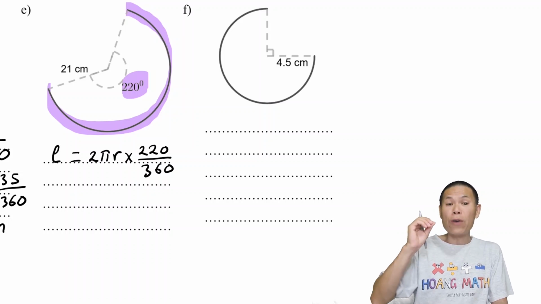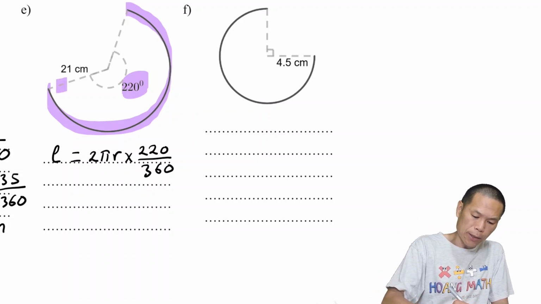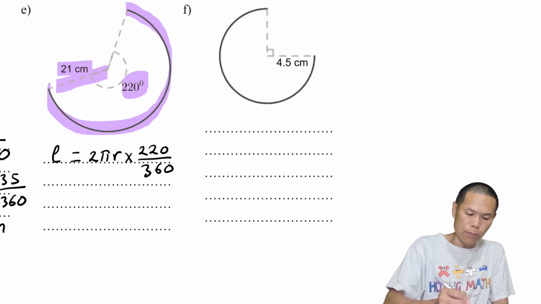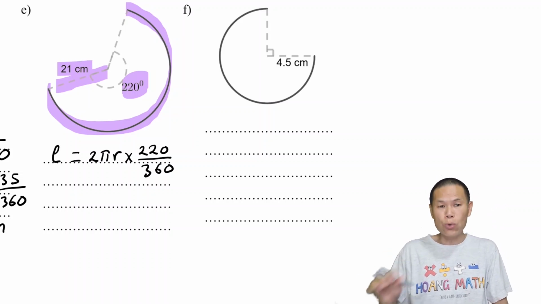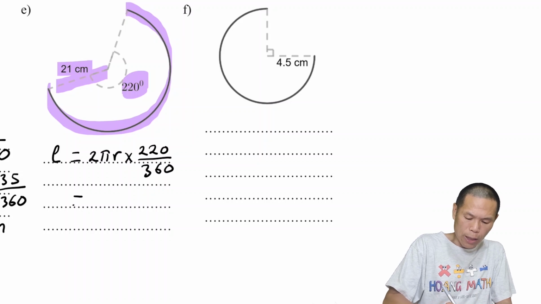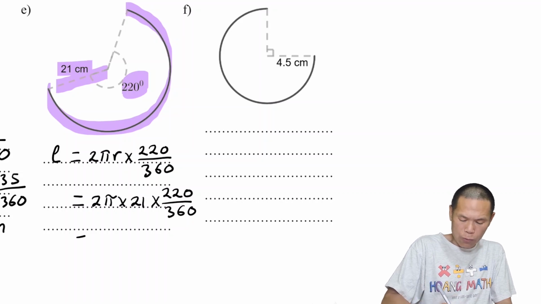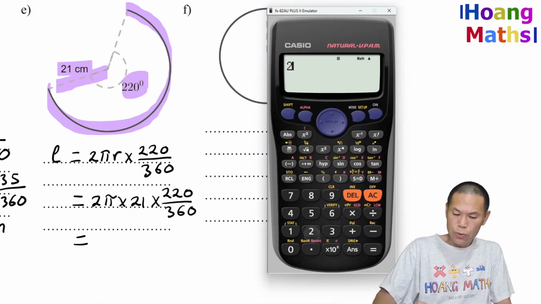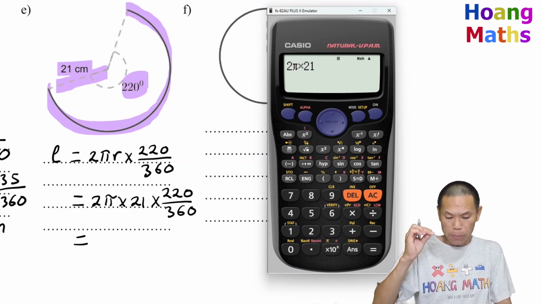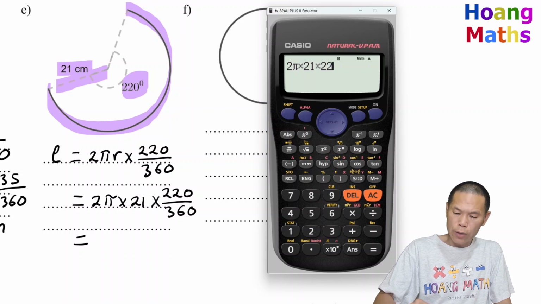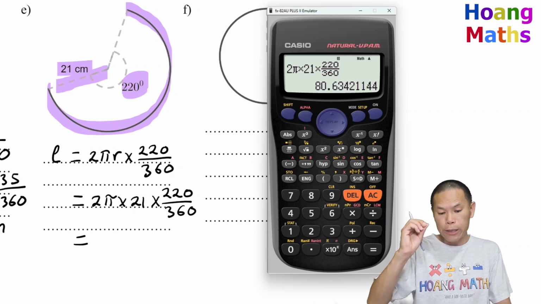Now the radius is 21 centimeters. So r is equal to 21, and we just substitute that in. So 2 pi times 21 times 220 out of 360. That will give me, so I just go 2 pi times 21 times 220 out of 360. So there you go, 80.63.